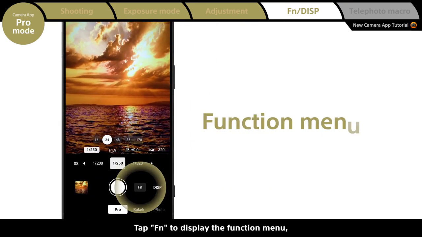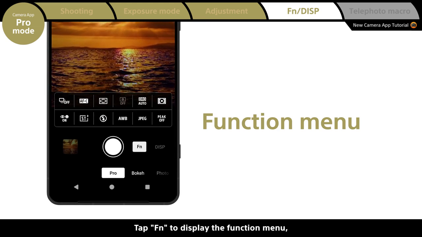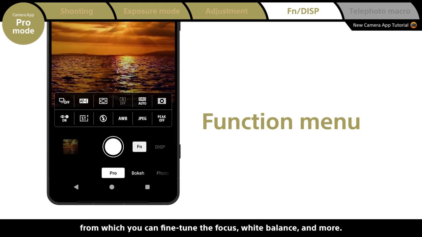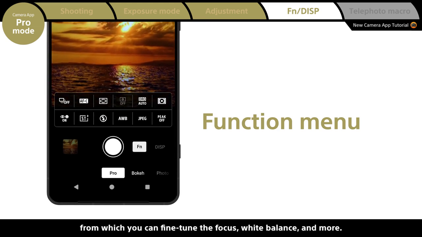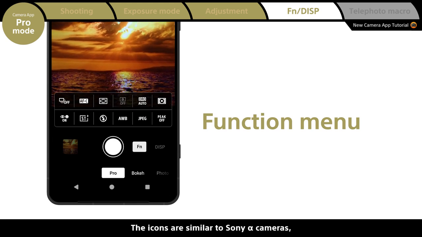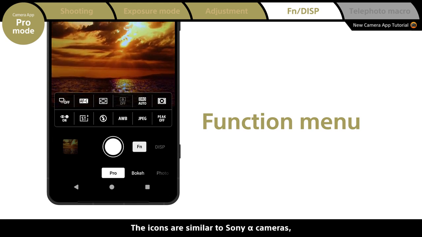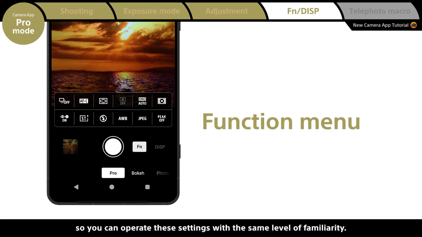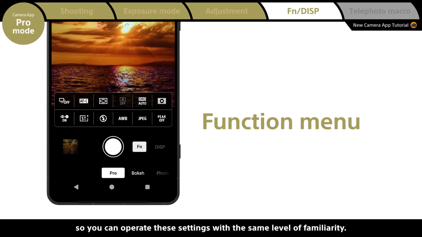Tap Function to display the function menu, from which you can fine-tune the focus, white balance, and more. The icons are similar to Sony Alpha cameras, so you can operate these settings with the same level of familiarity.